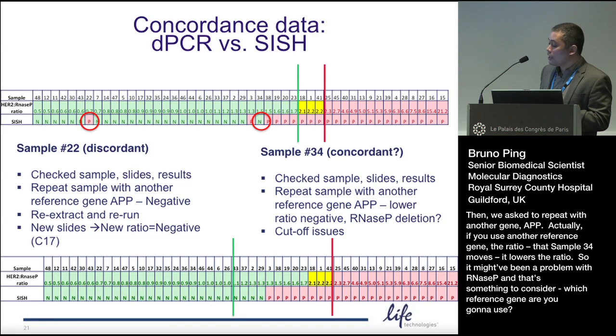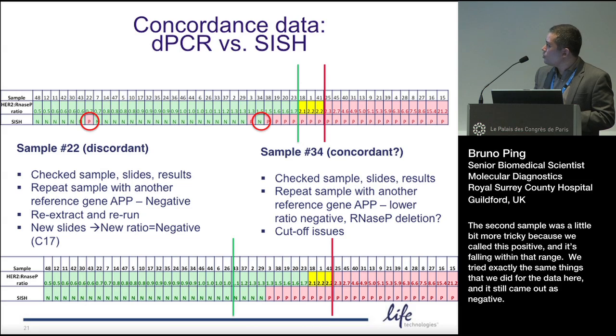And actually, if you use another reference gene, the ratios, that sample 34 moves there. It lowers the ratio. So it might have been a problem with RNA-SP, and there's something to consider. Which reference gene are you going to use?